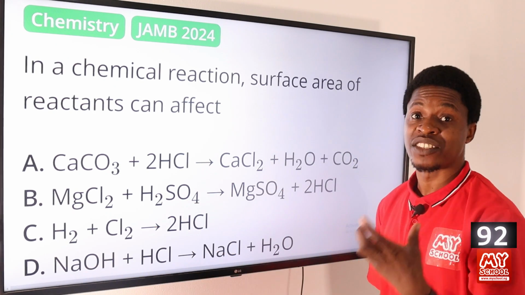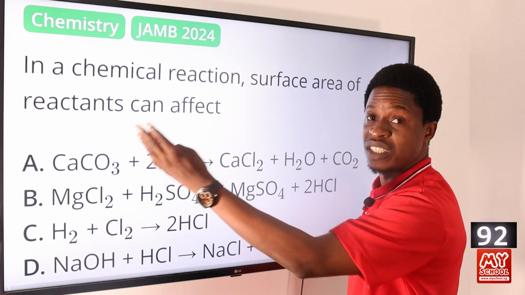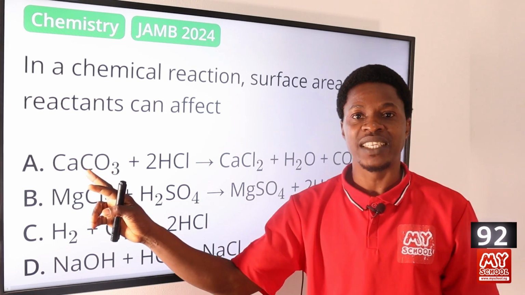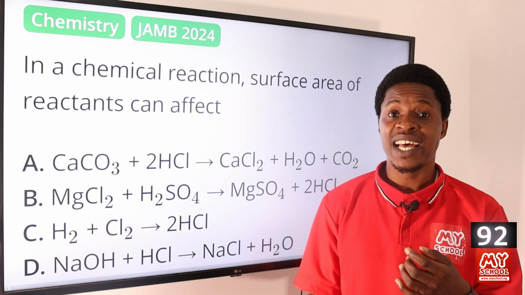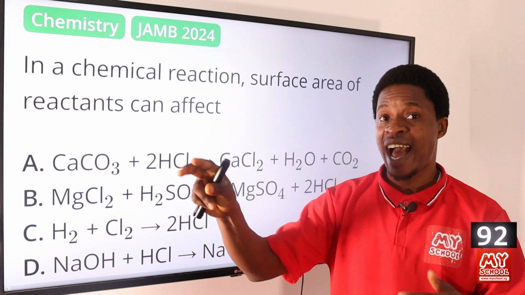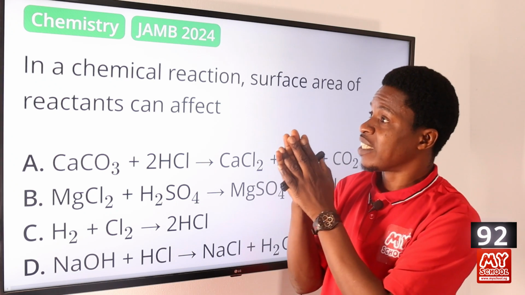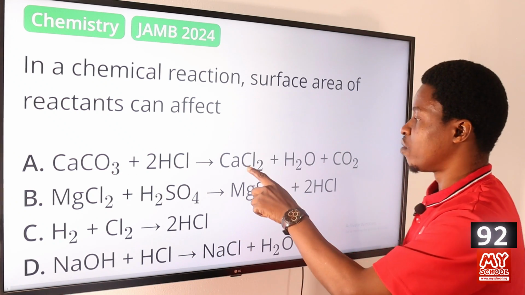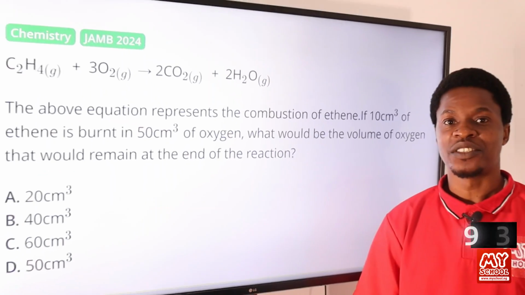When we talk about surface area, we're talking about solid substance. So usually when limestone, which is in solid state, reacts with hydrochloric acid, surface area has a role to play because it makes the reaction faster. If they are in powdery form, the surface area will be higher, and then there will be contact between the limestone and the hydrochloric acid. All the parts will be reacted, finally. So in the chemical reaction, surface area of reactants can affect calcium carbonate plus HCl to give this and this. So the correct answer is option A. Question number 93.